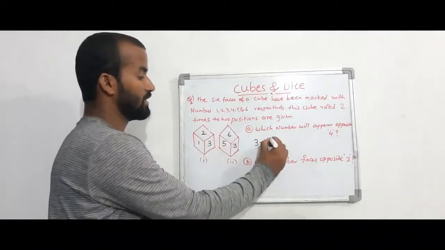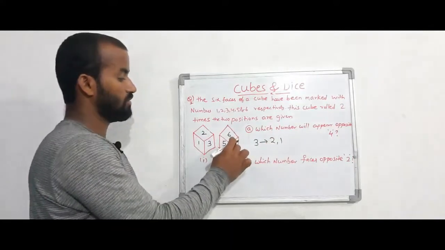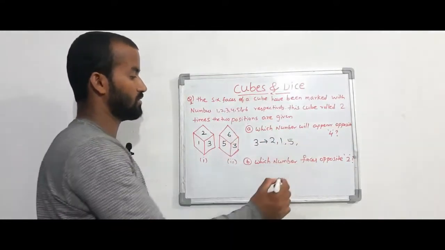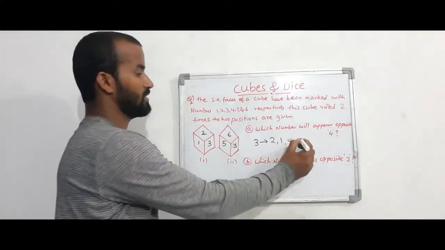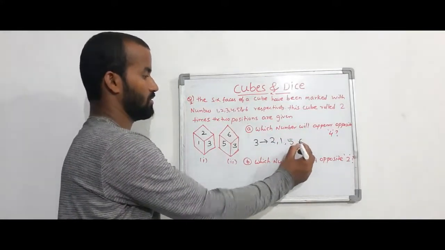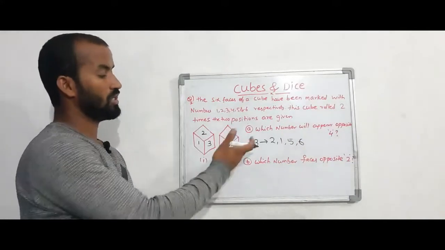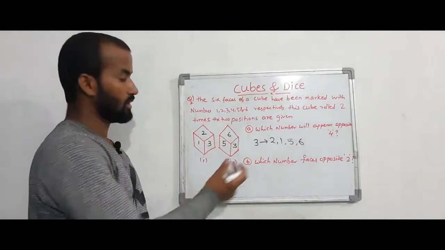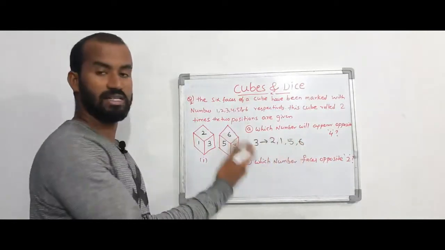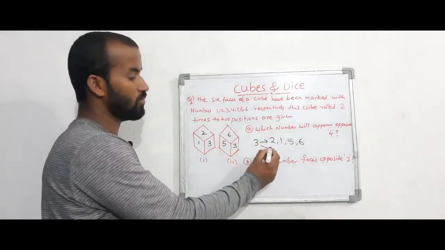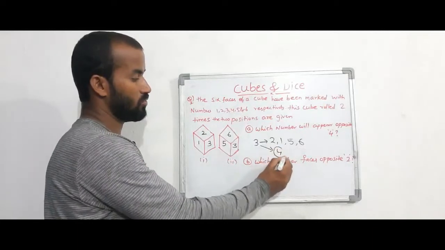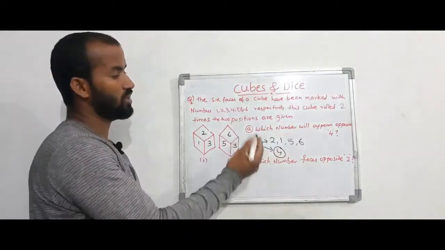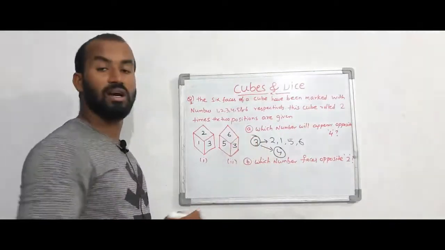So for 3, 2 and 1 are adjacent here. From this figure 2, 5 and 6 are adjacent. So what is opposite to 3? See, 2, 1, 5, 6 are adjacent. So what is remaining? 4 is the opposite. So for 3, 4 is the opposite. For 4, 3 is the opposite. So what is the answer? 3 is the answer.